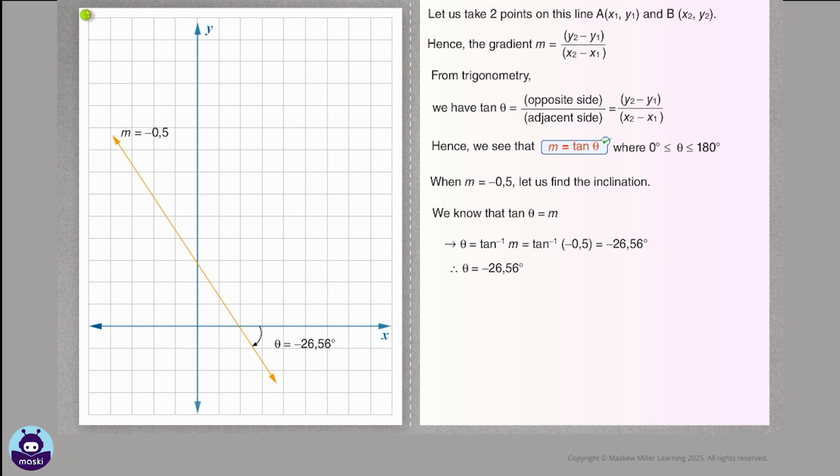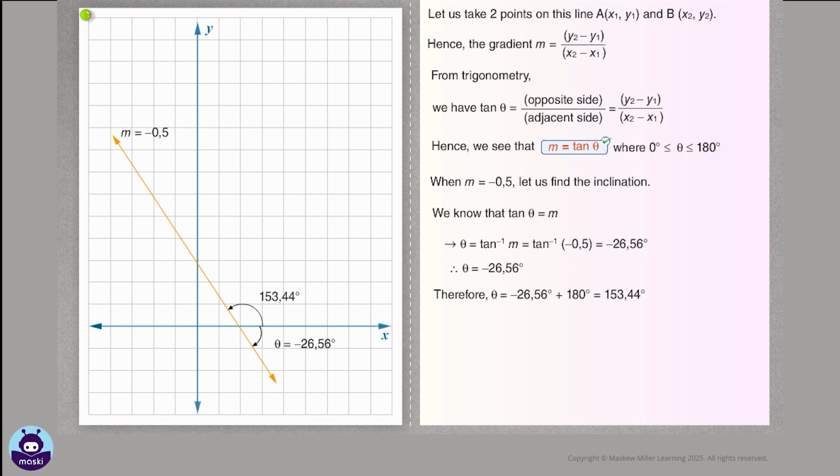The angle of inclination is usually not negative. Therefore, we make the angle positive by adding 180 degrees to it. By doing so, we change the angle from the fourth quadrant to the second quadrant. Therefore, theta is equal to negative 26.56 degrees plus 180 degrees, which is equal to 153.44 degrees.